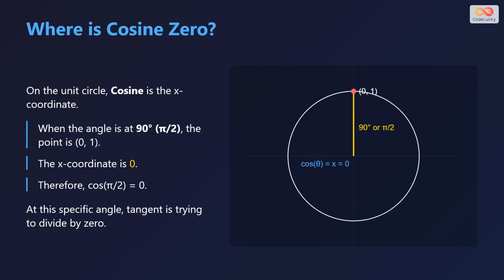Let's look at the unit circle. Cosine corresponds to the x-coordinate. Notice that at 90 degrees, or pi over 2 radians, the coordinate is 0, 1. The x value is 0. This means at 90 degrees, cosine is 0.